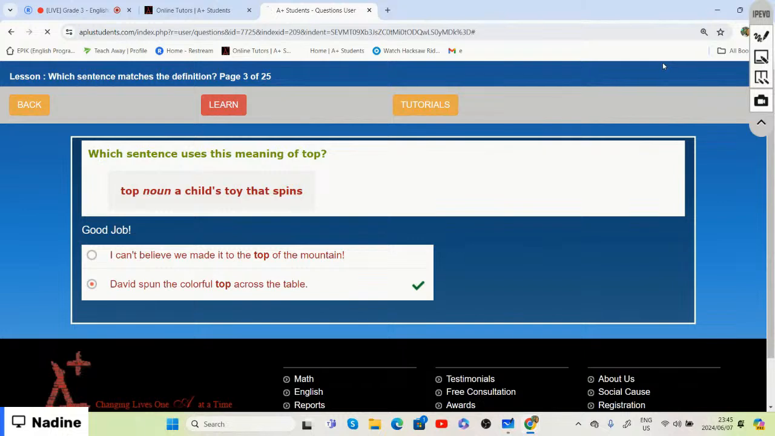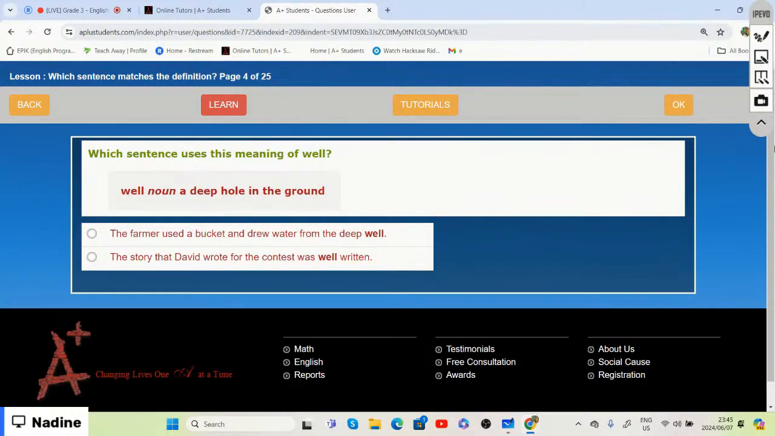All right. So remember the spin around the table. We spoke about the toy, and the second option made mention of the toy again. Well, yeah, we have our word well, right? Like you mentioned.